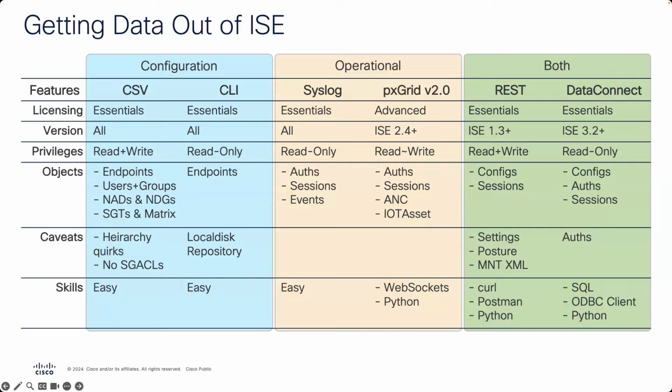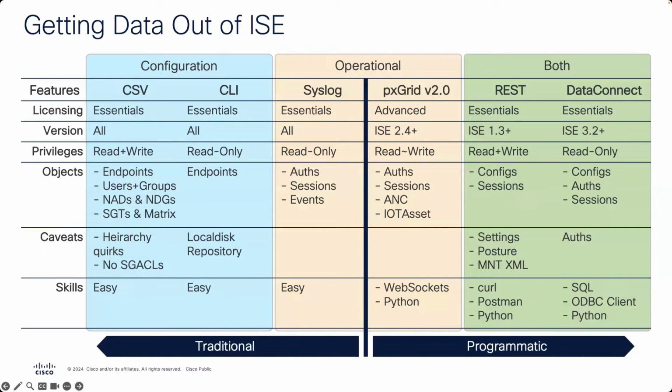The one big thing I also want to call out is really, if you look at it this way, CSV, CLI, and syslog, those are really your traditional network management ways of doing things, whereas pxGrid, REST, and Data Connect are much more programmatic in the way that they do things using REST APIs, WebSockets, and even an SQL ODBC connection that you have to then run queries and stuff. So those are sort of the different ways of doing it.